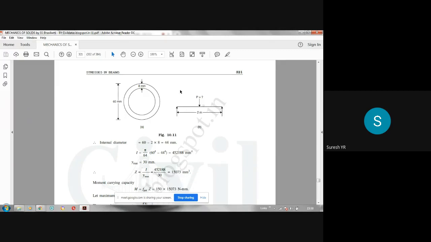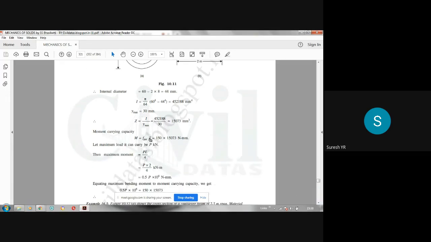Moment carrying capacity, once again, is the permissible stress multiplied by Z, which is 150 into the Z value. So this is in Newton mm. Please note that moment carrying capacity and maximum bending moment should be in Newton mm. Now let the load be P kilonewton. What is the maximum bending moment?